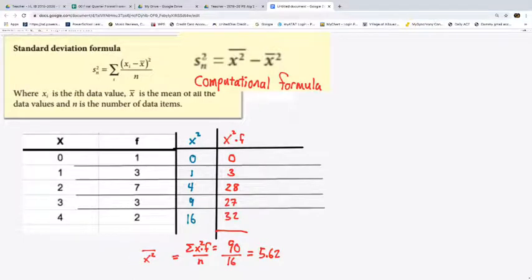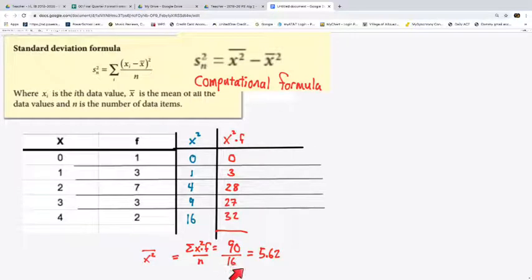Just to point that out again, 1 squared is 1, that happened 3 times. 2 squared is 4, that happened 7 times. 3 squared is 9, that happened 3 times. 4 squared is 16, that happened twice. The reason why we have to multiply by the frequency is because the outcome 4 happened twice, the outcome 2 happened 7 times. If we didn't multiply by the frequency, then we would be assuming each of these outcomes happened only once.